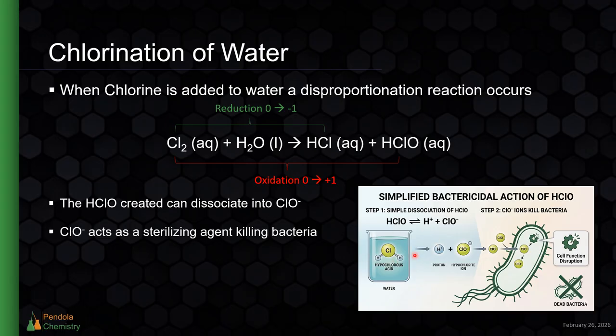That ClO minus ion that's created goes into the bacteria. It disrupts cell function through a bunch of ways that you do not need to know, like disrupting proteins and breaking down DNA, and that leads to bacterial death. And that's how hypochlorite ions from the hypochlorous acid that is created from the disproportionation of chlorine in water kill bacteria.